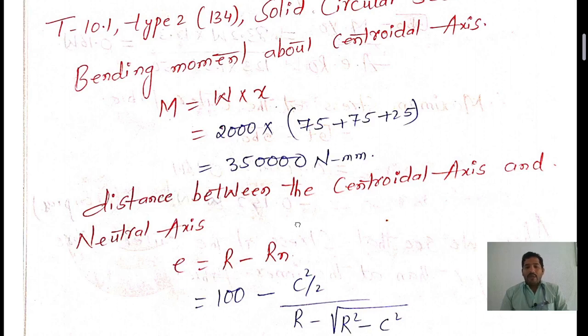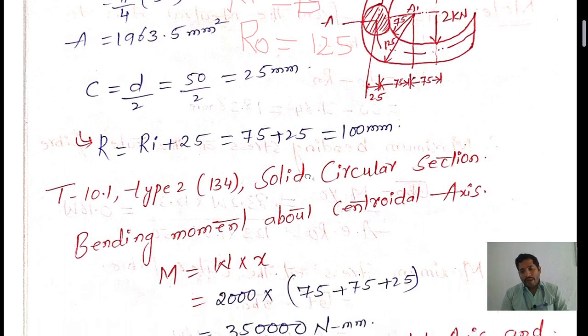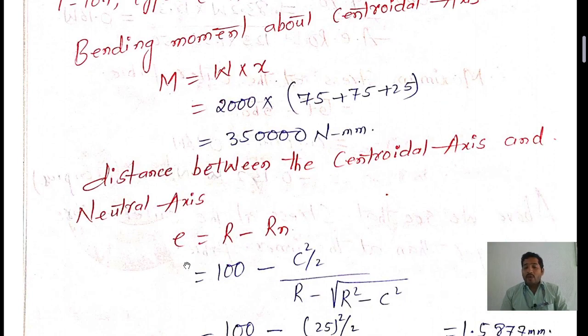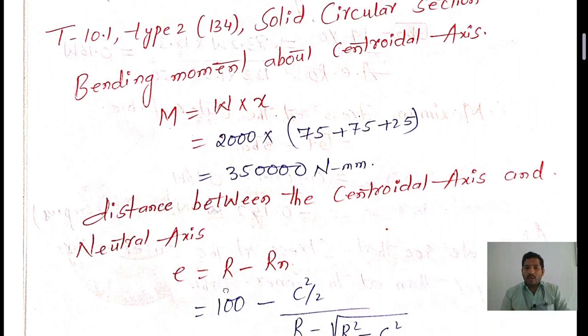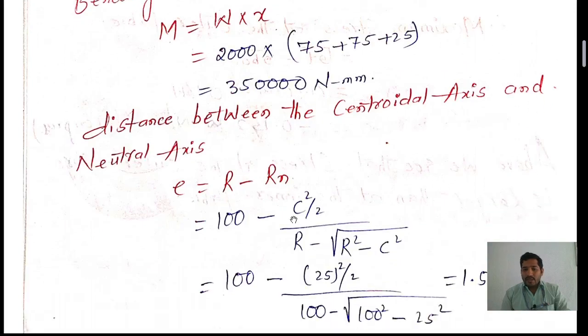After that, our main intention is to find out the distance between the centroidal axis and the neutral axis. For that, we have to use the formula e is equal to the radius of curvature of the centroidal axis minus the radius of curvature of the neutral axis. The radius of curvature of the centroidal axis, how much did we get here? 100 mm minus c. Instead of c you can write here R squared, no problem.